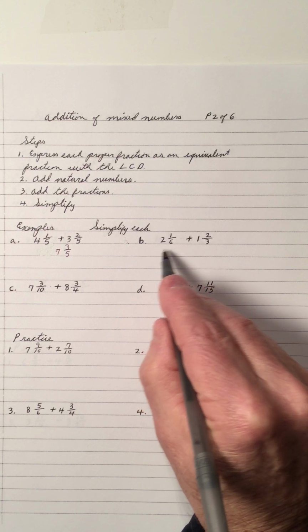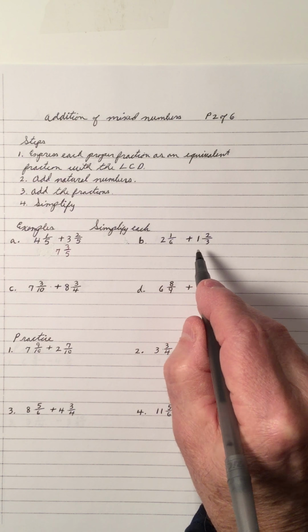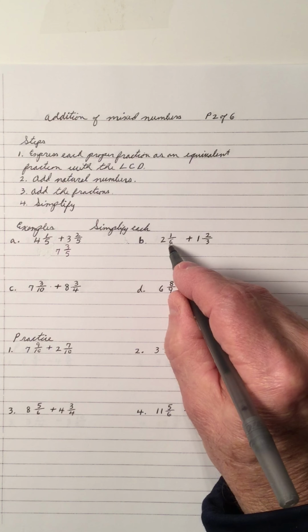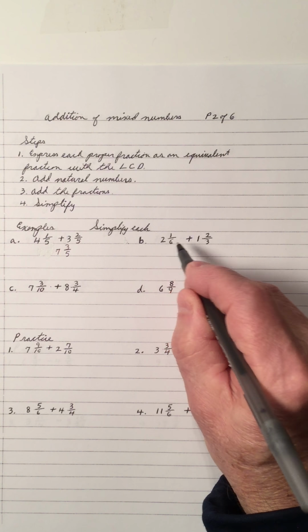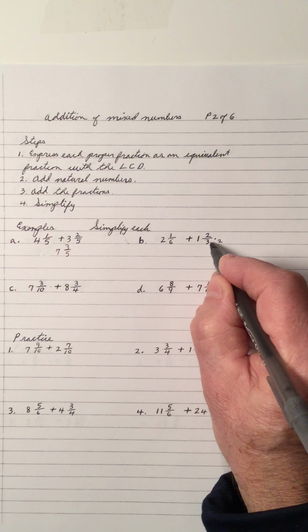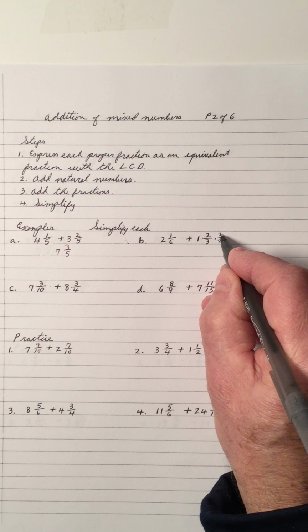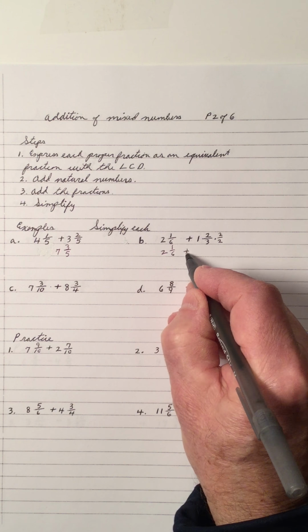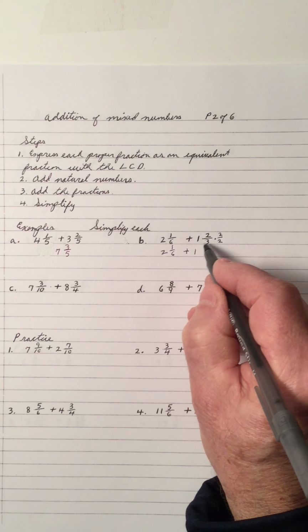Notice that the two denominators now are 6 and 3. So the least common denominator, same as the least common multiple, is 6, because 6 is a multiple of 6 and 6 is a multiple of 3. So I have to multiply the 3 by 2 to get 6. So I multiply top and bottom by 2.